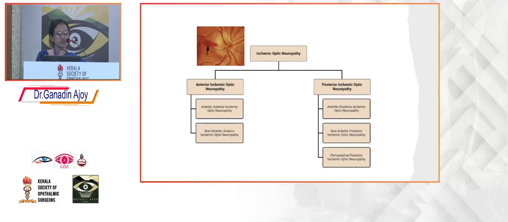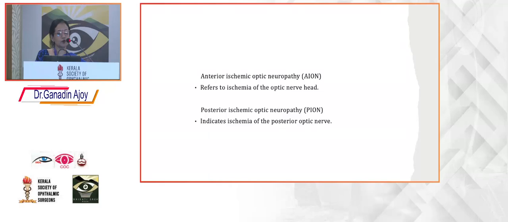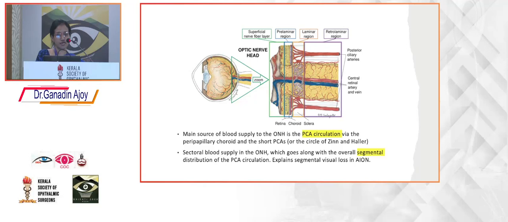It can be arteritic or non-arteritic, and absence of disc edema can point to a posterior, which can be arteritic, non-arteritic, or perioperative. So anterior ischemic optic neuropathy refers to ischemia of the optic nerve head, and posterior or PION refers to ischemia of the posterior optic nerve. In terms of blood supply, the optic nerve head is primarily supplied by the PCA, or the posterior ciliary arteries. So it is basically a segmental distribution. This causes a sectoral blood supply to the optic nerve head and explains a segmental visual loss in AION.